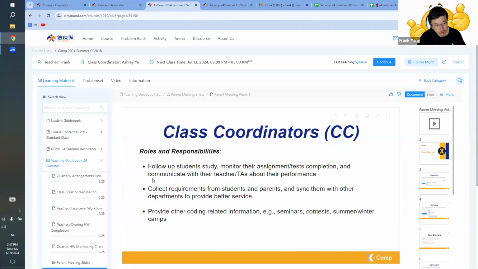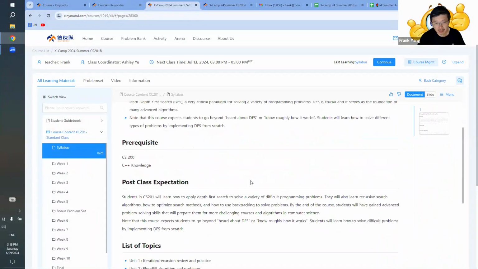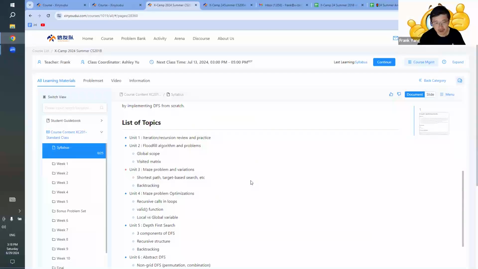Even though we do have the syllabus listed in the class contents, I don't think it will give a lot of value, even though I can give you a quick peek of what the syllabus is. So this is the topic we're going to teach. But I don't plan to go into every single thing. So basically, we're learning DFS to solve all kinds of different problems.